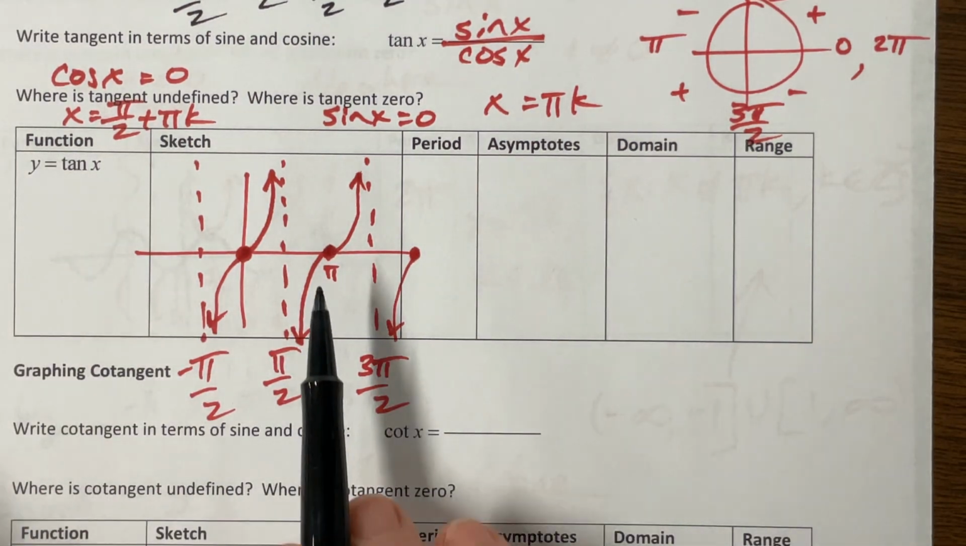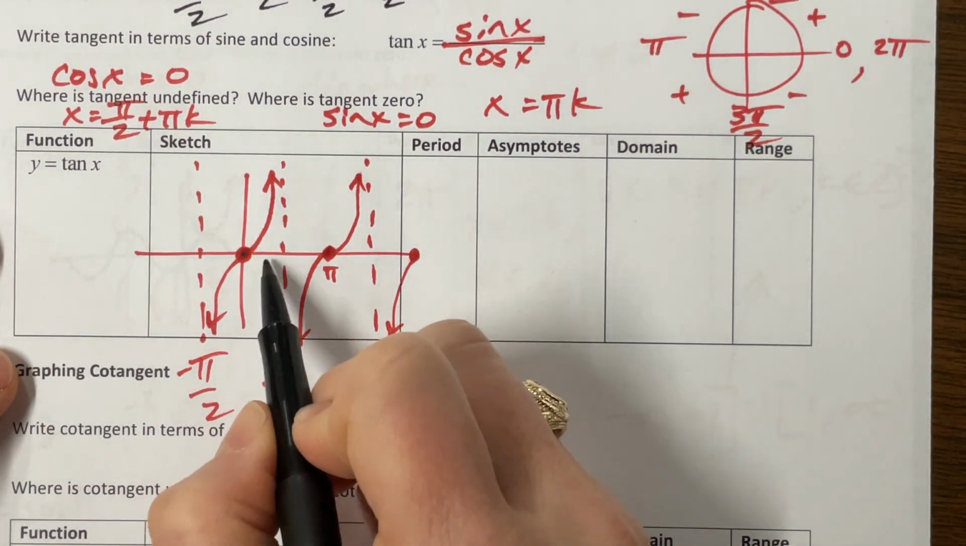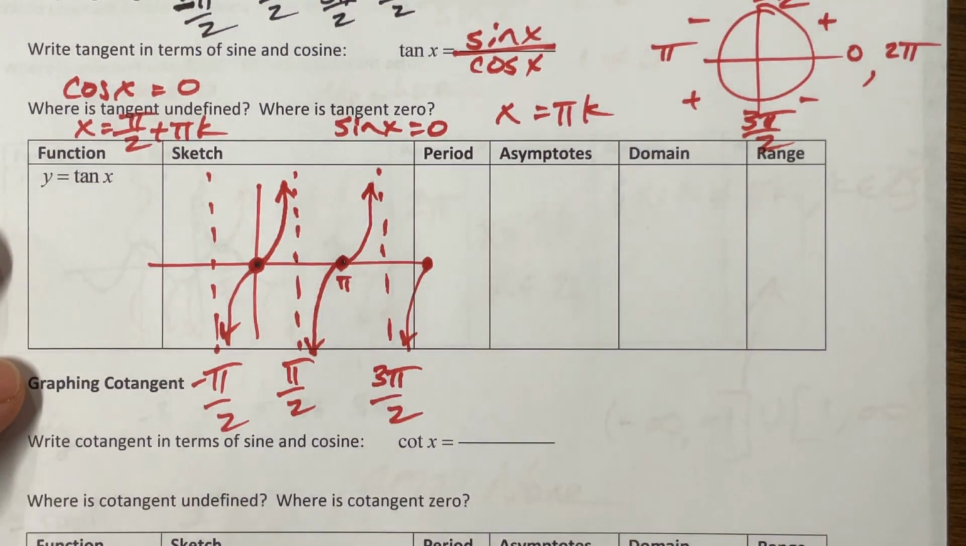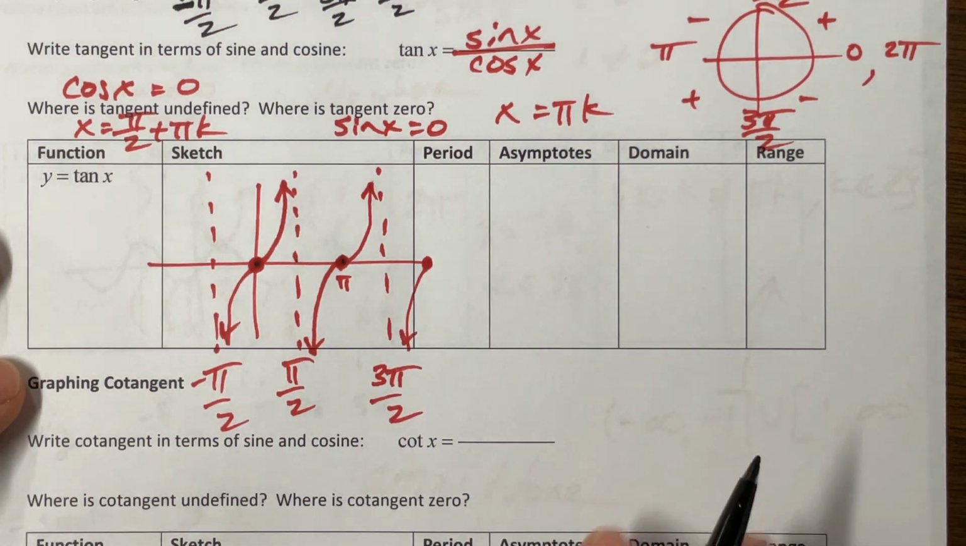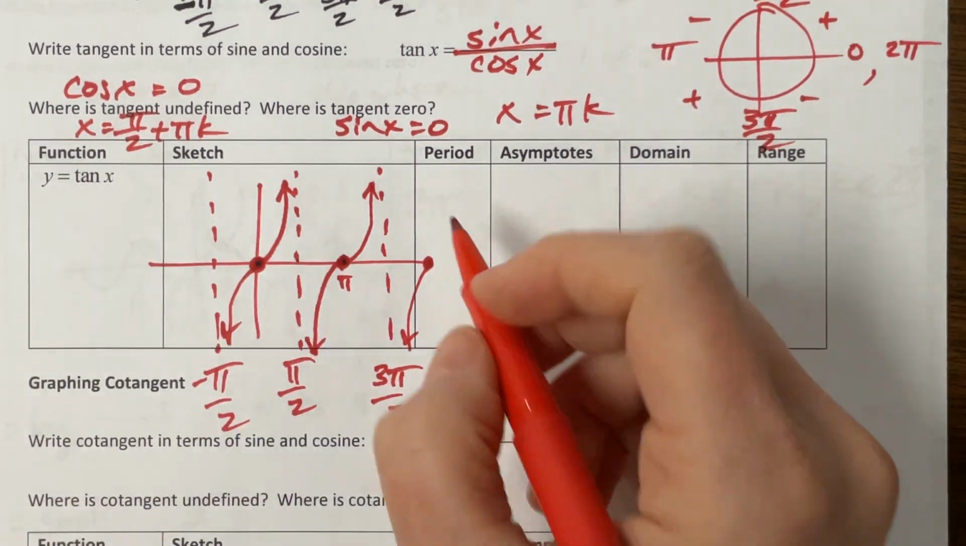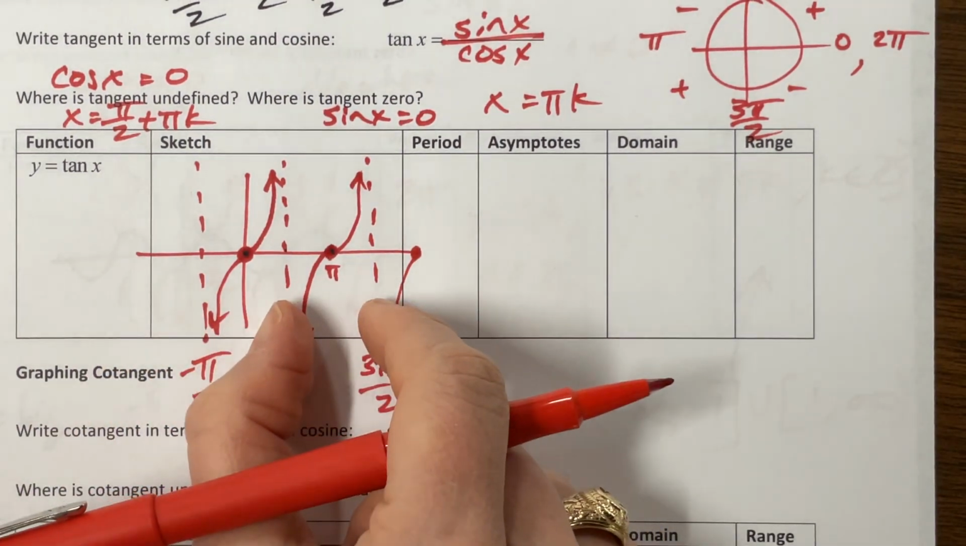So on tangent and then also cotangent, I'm looking for 3 things. Either I want an inflection point, an asymptote, an inflection point, or asymptote, inflection point, asymptote. Okay, so those are the 3 things I want labeled. So my period, this one though, does everything it needs to do. It repeats every pi units.